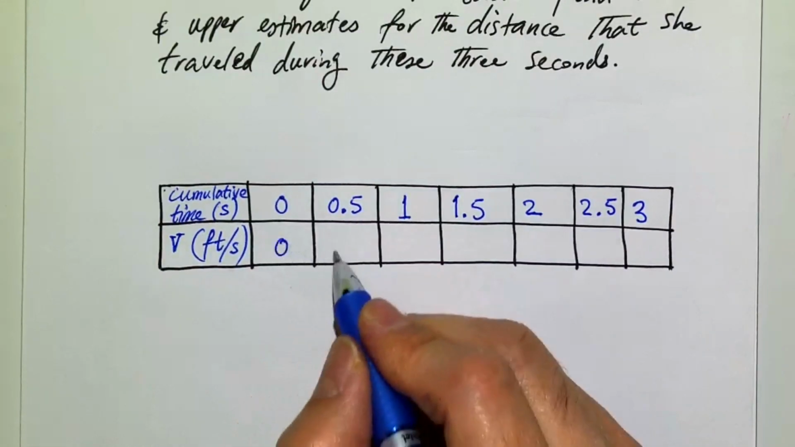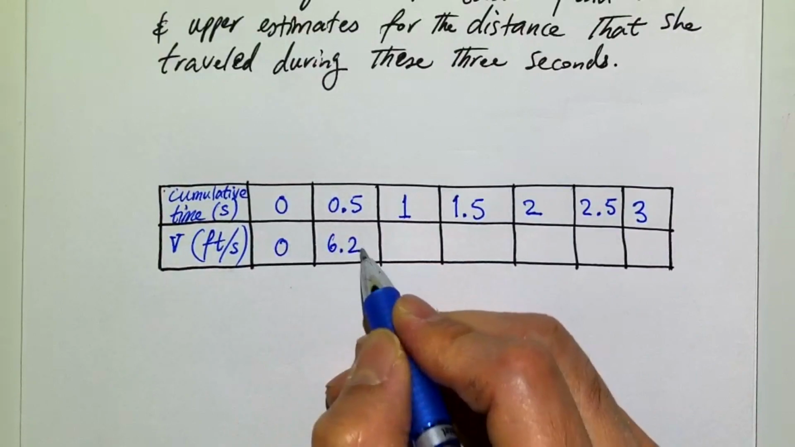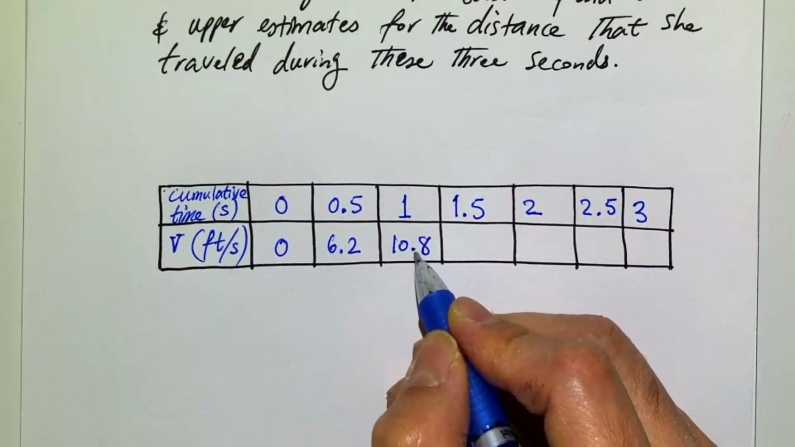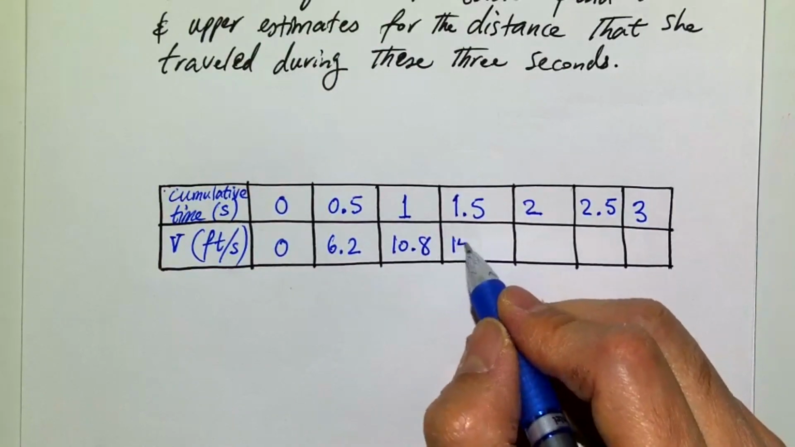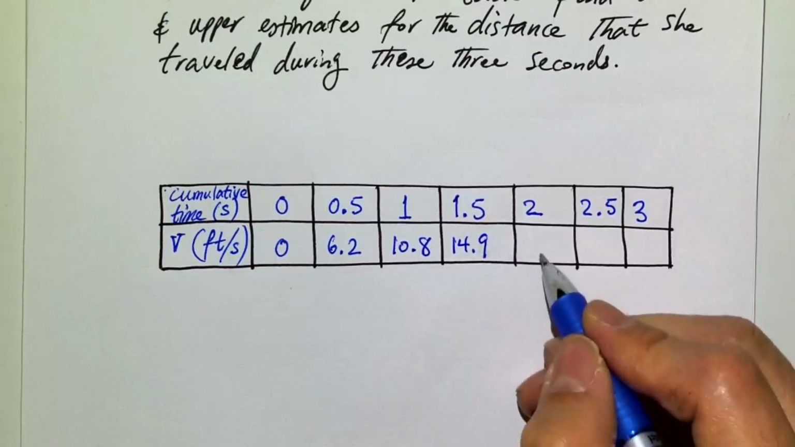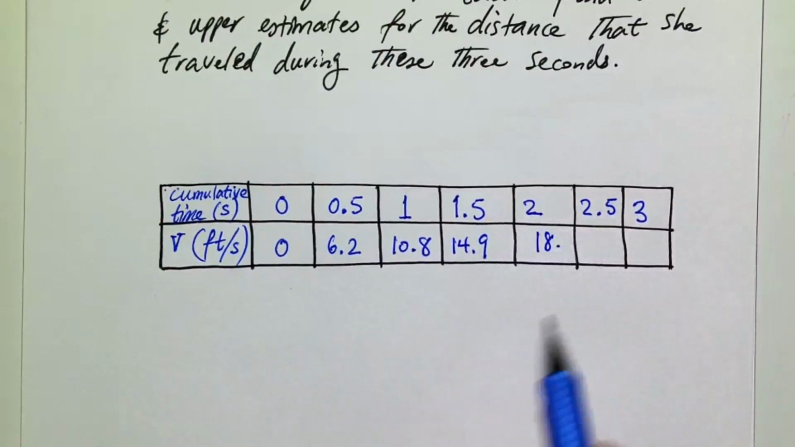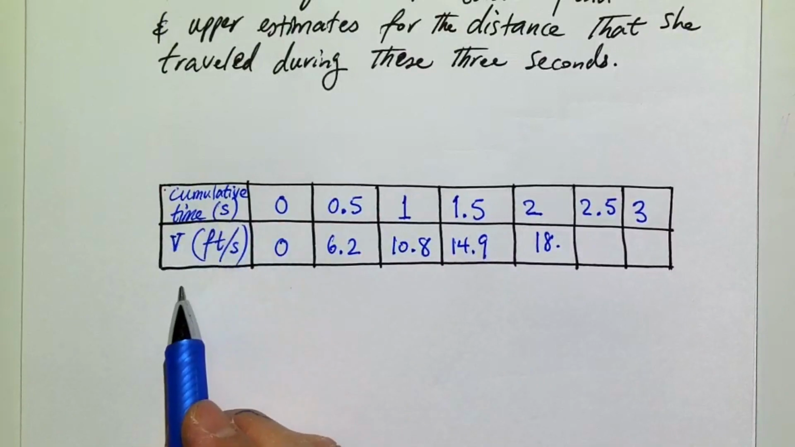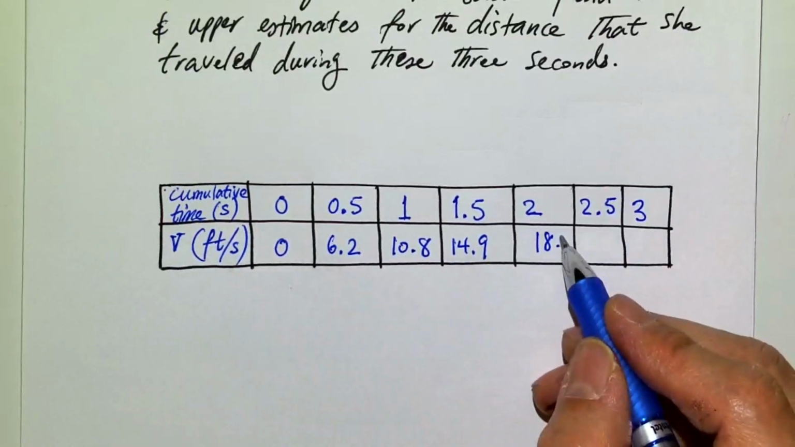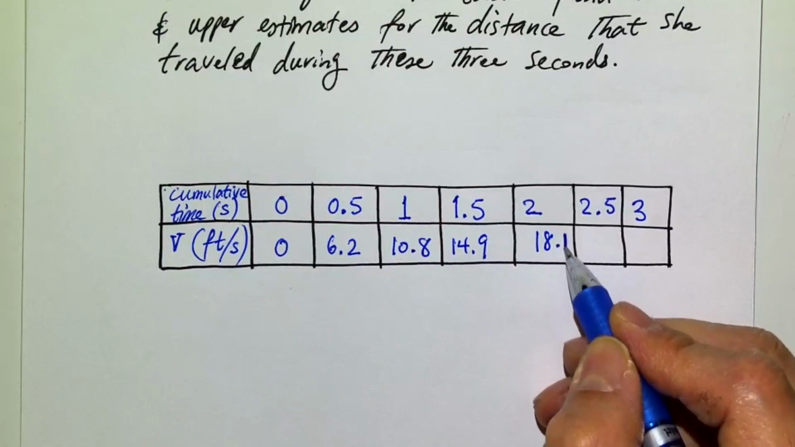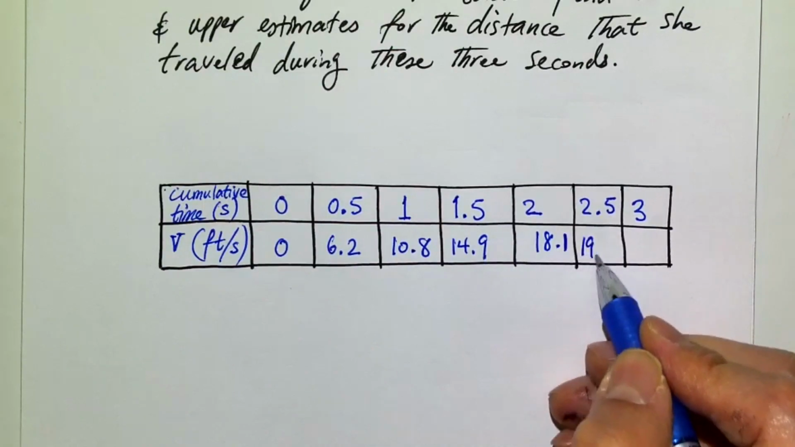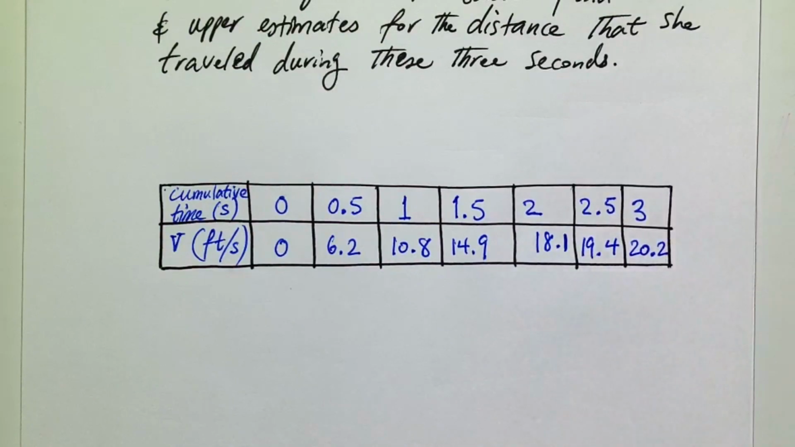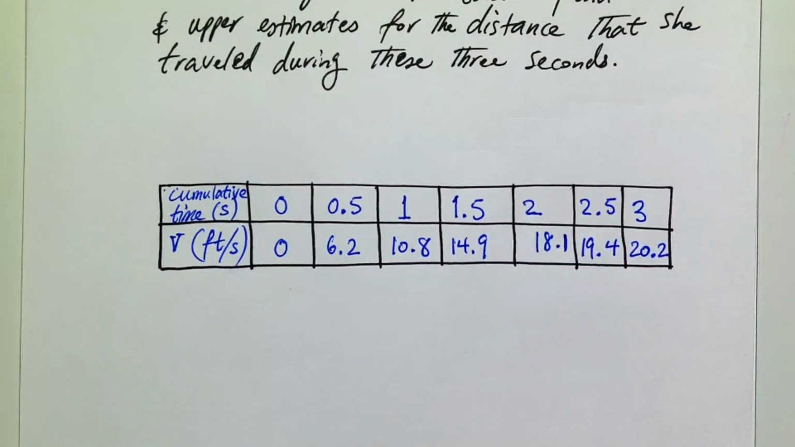And then 6.2, 10.8, and 14.9. This is cumulative speed, of course. So cumulative time and cumulative speed, as her speed is increasing here, and 19.4 and 20.2 feet per second. Okay.